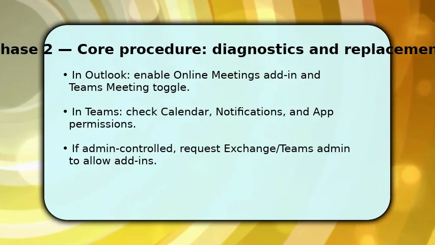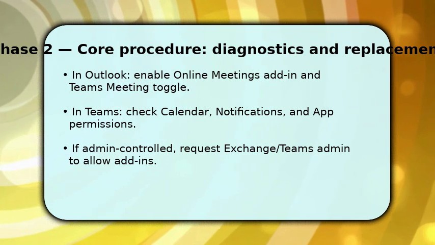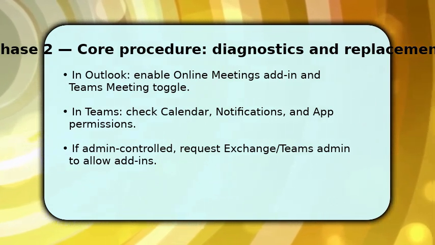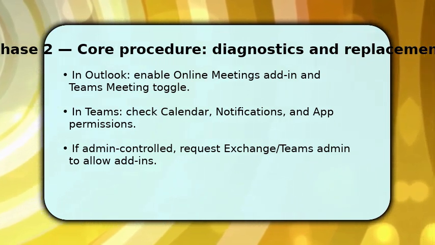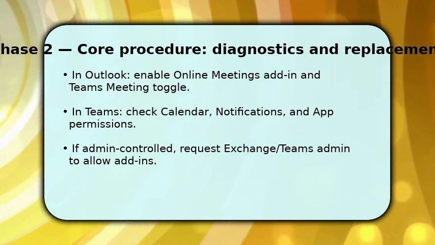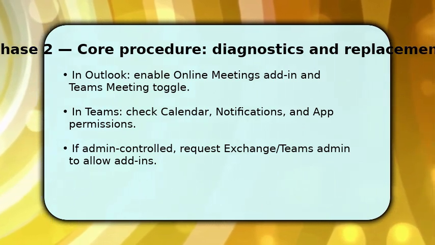Next, enable the Outlook add-in and set Teams as your default meeting provider. In Outlook Desktop, go to File, Options, Add-ins, and enable the Microsoft Teams Meeting add-in. In Outlook Web, toggle the Teams Meeting switch when creating a new event.